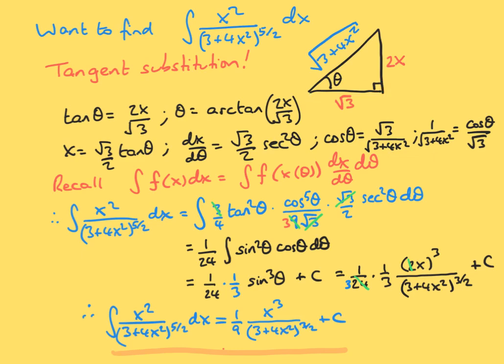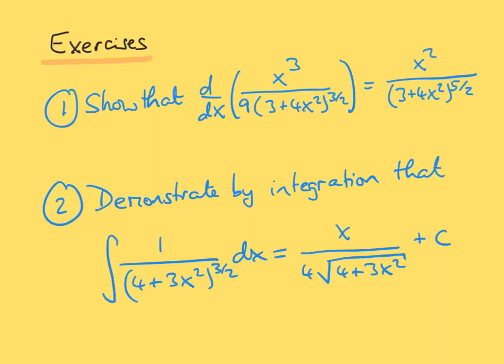So on the next slide, I'm going to give you a couple of exercises. So the first exercise is to differentiate our result for the integral and show that you obtain the initial integrand. And the way I would always do this is I would take the 1 over 9 outside, I would say here we've got x cubed multiplied by this to the power of minus 3/2. So I'm using the product rule and the chain rule. You'll get two terms, you put them together on a common denominator, and this will drop out.